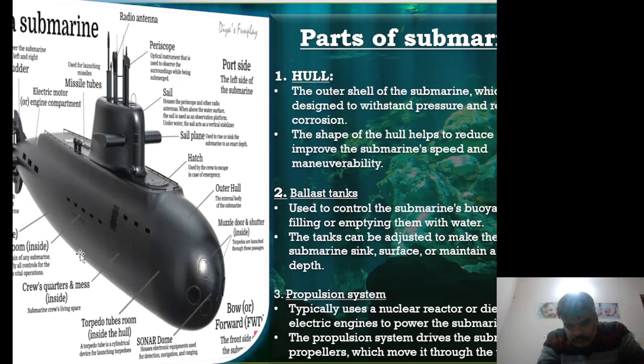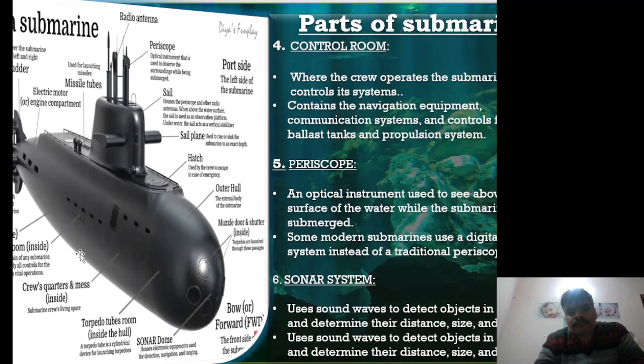Next, propulsion system. It typically uses a nuclear reactor or diesel electric engine to power the submarine. The propulsion system drives the submarine's propellers which move it through the water. Control room, where the crew operate the submarine and control its systems, contains the navigation equipment, communication system and controls for the ballast tank and propulsion system.